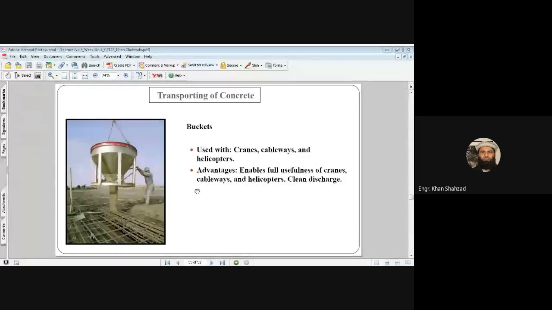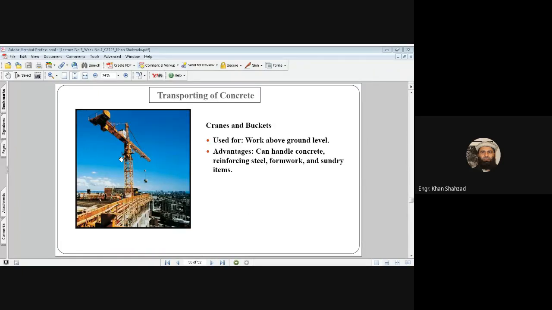Buckets. These buckets are used with the help of cranes, cable cars or cableways, and even helicopters. What are the advantages? It enables the full utilization of cranes, cableways and helicopters, and you can have clean discharge on the project site without disturbing the surrounding area. You can see the crane and buckets.